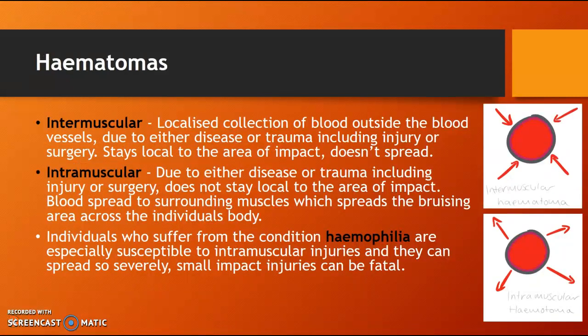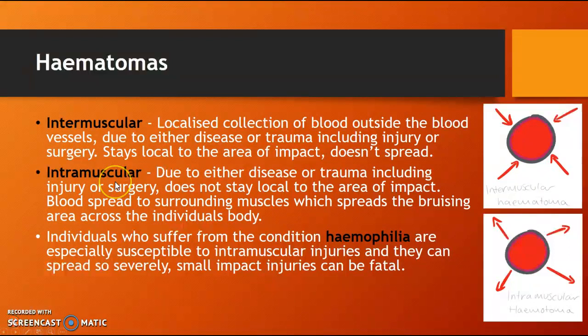Okay, now we're going to move on to what are called hematomas. So there are two types of hematomas. The first one is an intermuscular hematoma. So this is a localized collection of blood inside the blood vessels due to either disease or trauma, including injury or surgery. So what this does is it's an injury and the blood stays where the injury has occurred. So it stays local and doesn't spread to any of the nearby muscles. So it stays very much where the injury happened.